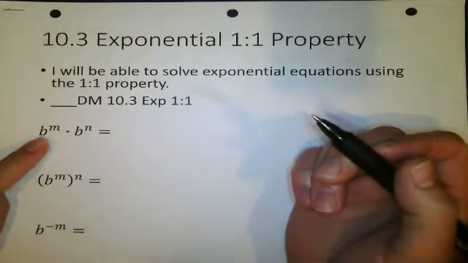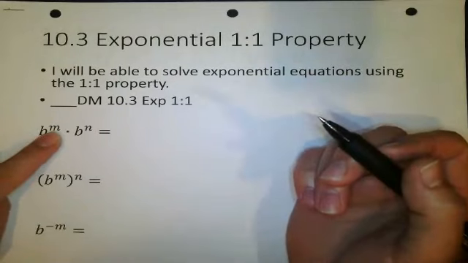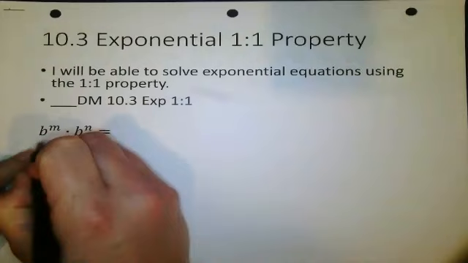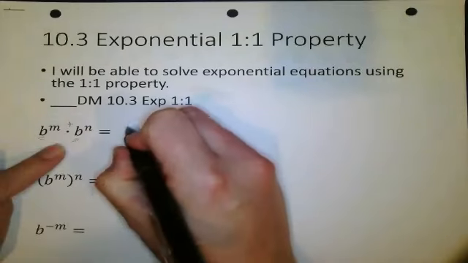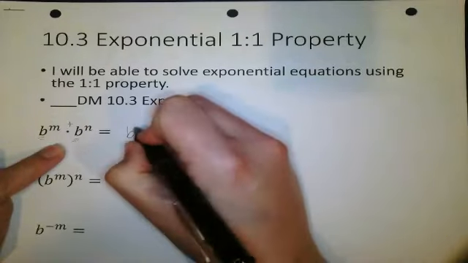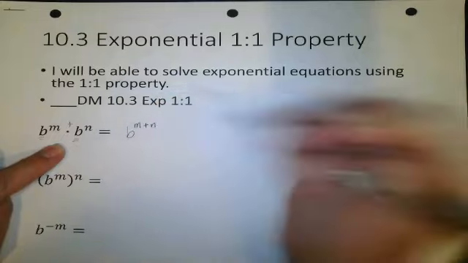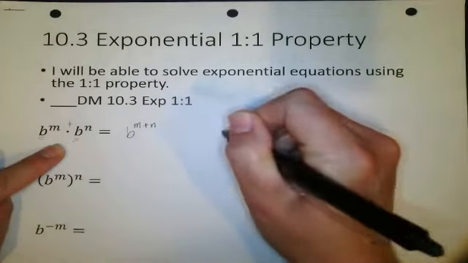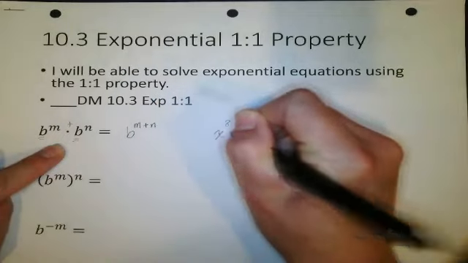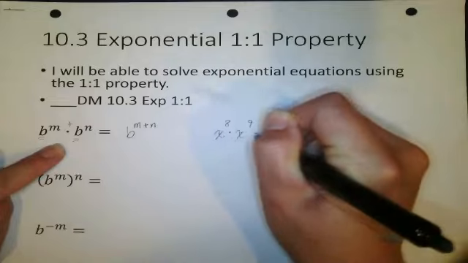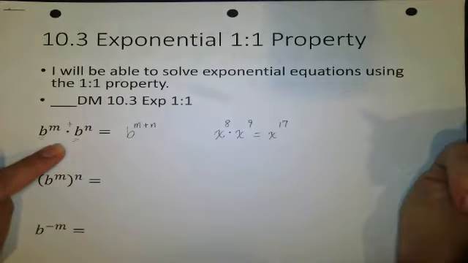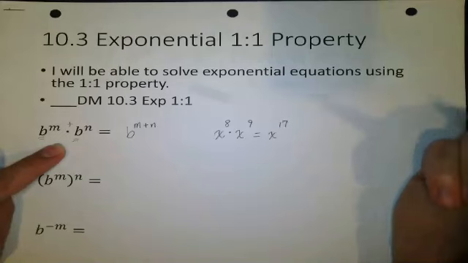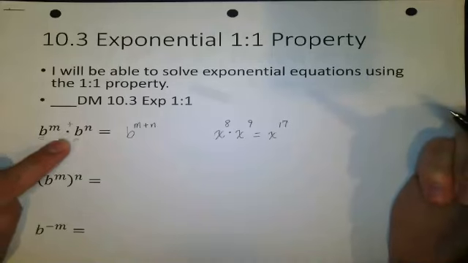So we have, for example, some base to a power of m times a base to a power of n. When things have the same base, it allows us to just add the exponents. So the base stays the same, and then we can add m plus n. For example, x to the 8th times x to the 9th would be x to the 8 plus 9, or 17. So all we have to do is add the exponents in a product.